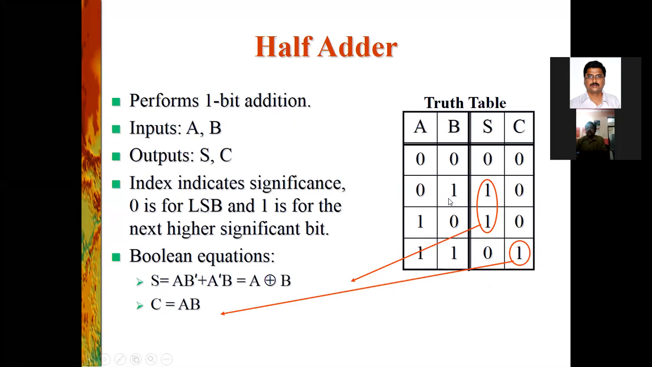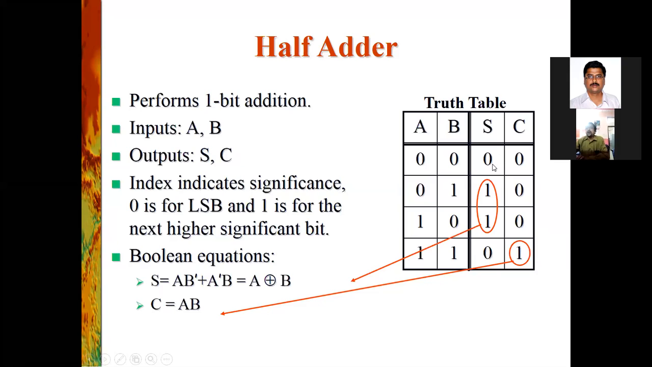Now look at the columns carefully. Look at the carry column carefully. What does the carry column refer to? Forget about the sum column for some time; only concentrate on the carry column. So what does the carry column represent? 0 0 combination gives 0, 0 1 combination gives 0, 1 0 combination gives 0, 1 1 combination gives 1. So what is it representing?